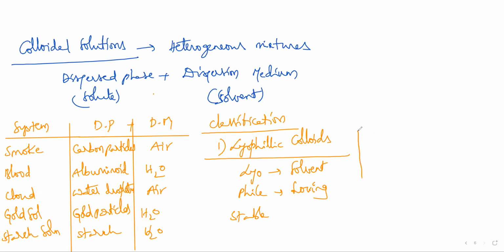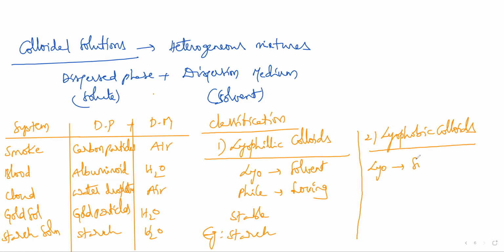Second one, lyophobic colloids. What do you mean? Here, for example, consider starch. Lyophobic colloids as usual, lyo solvent, phobic, hating. Example, gold sol. What is the example, sir? Gold sol. So this is about classification.